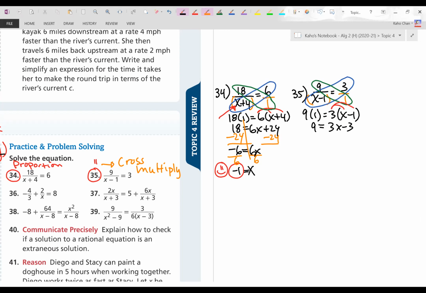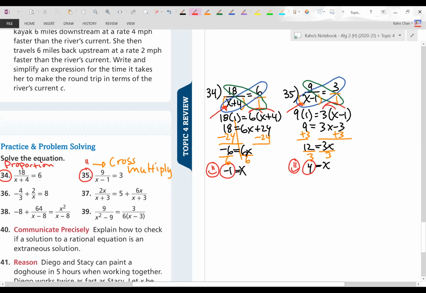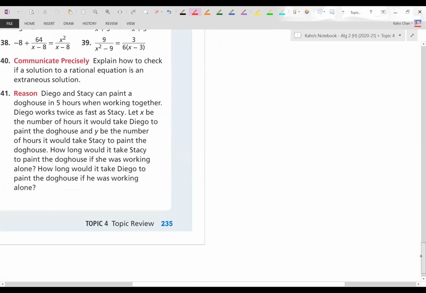Okay, let's undo operations here. What do we got? Ooh. Looks like I'm going to get a nice number. Divide by 3, x equals 4. Will that be extraneous or is that okay? Let's check. Oh, 4 minus 1 is okay. Yay, 4 is correct. Any questions? Okay. Let's see how much room I got here. I think I got plenty of room.